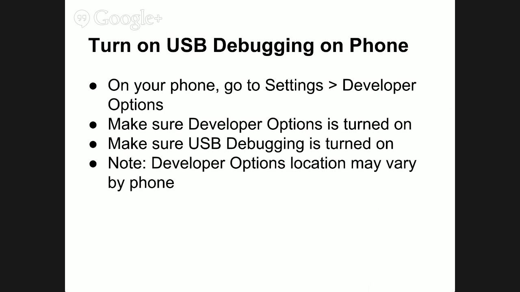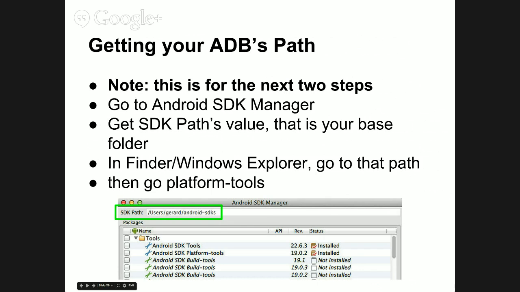Yeah, so you have to turn on USB debugging, and then you need to get the ADB path, because later we're going to the command line. Okay, so to get the path, from Eclipse you go to SDK Manager, and then here's the path. You copy and paste it to a text editor.